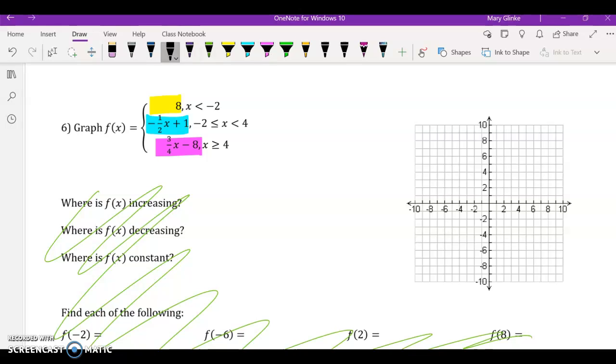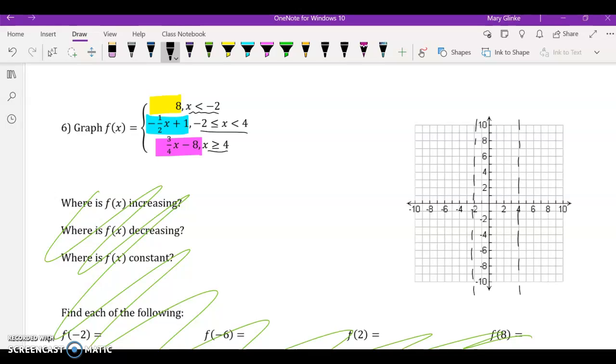So I'm going to go ahead and draw my boundary lines. The first one happening when x is -2. The next one happening when x is 4. Then I'm going to label each one so that I know which part is going to be the yellow line, which part's going to be the blue line, and which part's going to be the pink line.